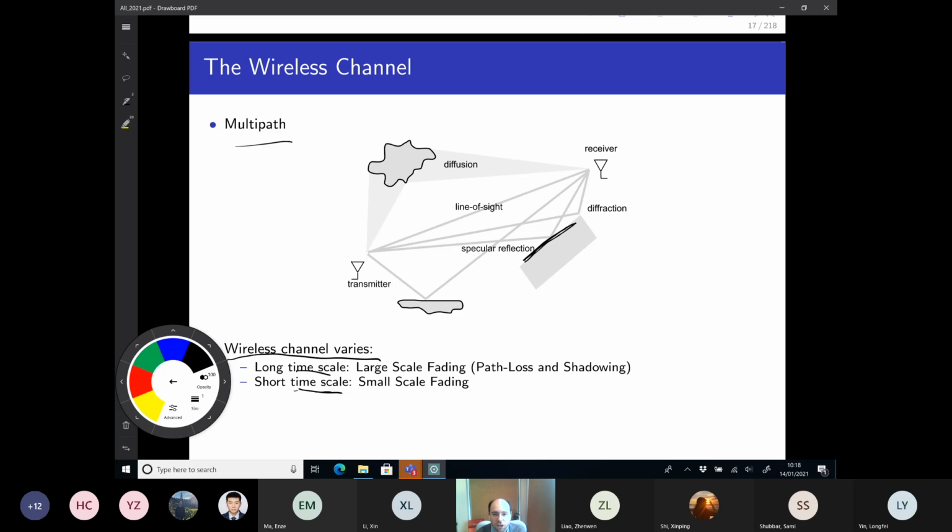And this can change at very short time scales. The long time scales may be, I don't know, seconds level. The short time scales, we're talking about milliseconds level, right? So if you move by half a wavelength, a little bit, your channels may change completely at the milliseconds level, right? And this is a major problem, and this is what we're going to have to look at.